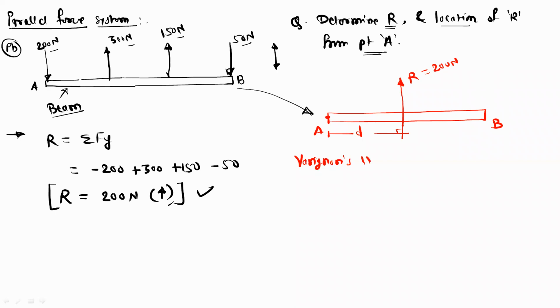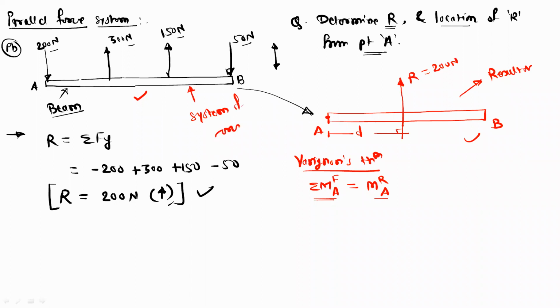So Varignon's theorem, its equation is summation of moment by all the forces about given point. So point is A. It is equal to moment by the resultant about the same point. So when we write the equation for left hand side, observe this diagram, and for right hand side, observe this diagram. So this is diagram for resultant, and this is called as system of forces. Okay. So first write down the equation, summation of moment. So I will write here summation of moment by all the forces about point A.